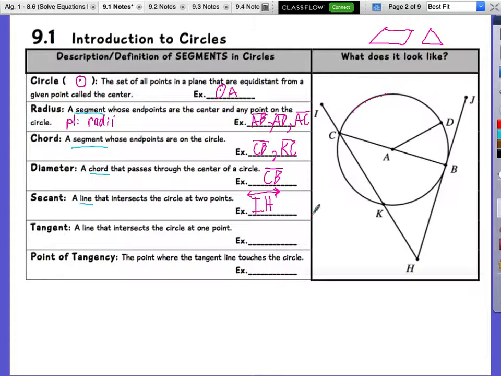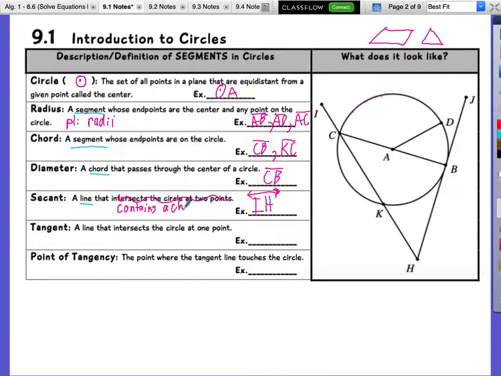It's a line that intersects the circle at 2 points. Another way we can think of it is it's a line that contains a chord. Anytime a line contains a chord, it intersects at 2 points. I actually thought I changed it to that definition. Oh no, I did change it on yours. So on yours, it does say a line that contains a chord. I just forgot to change it on mine. That's how I prefer it.